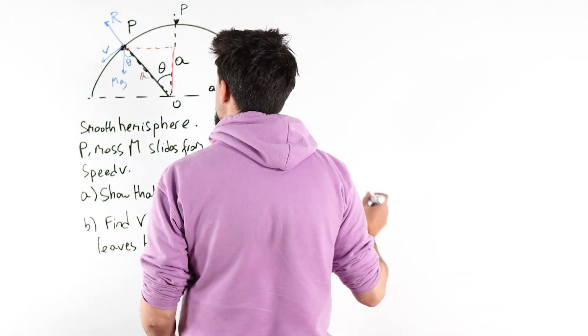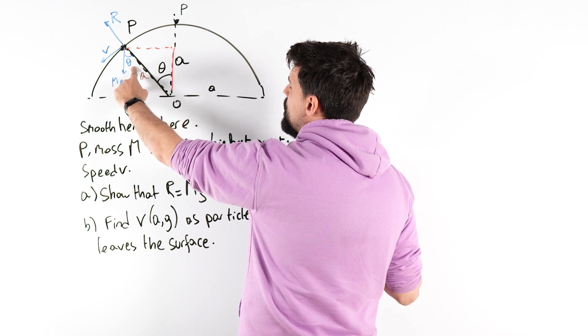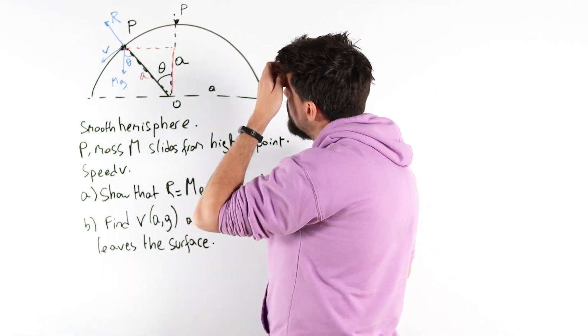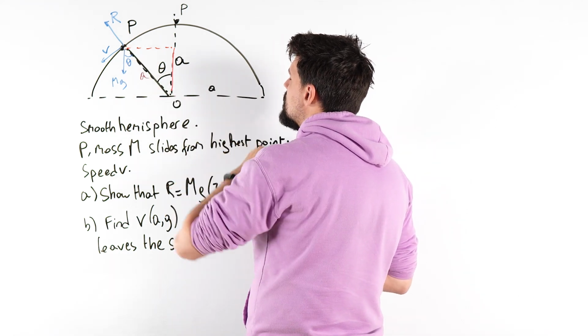Right, first things first, we've put in its mass, its weight, with that angle theta right there. That's kind of cool. Remember, this is a hemisphere, so that length there is a. Let's crack on.